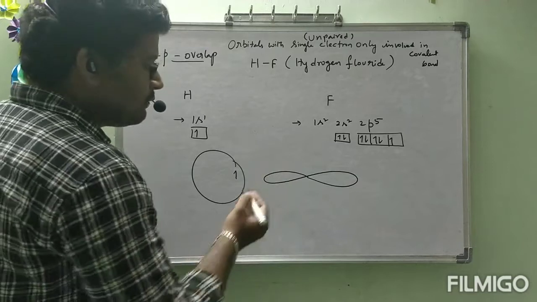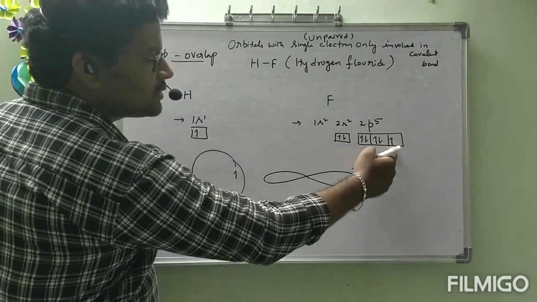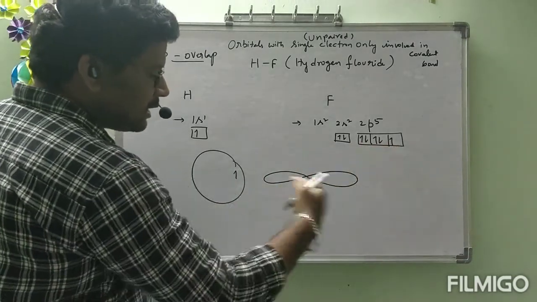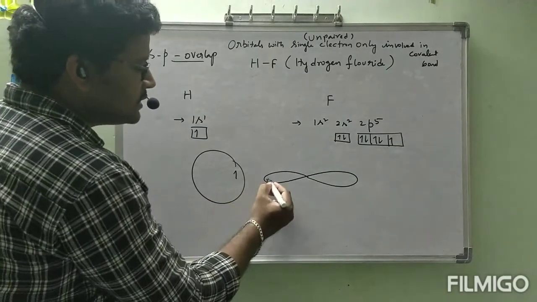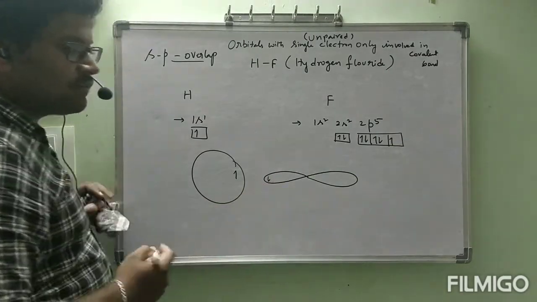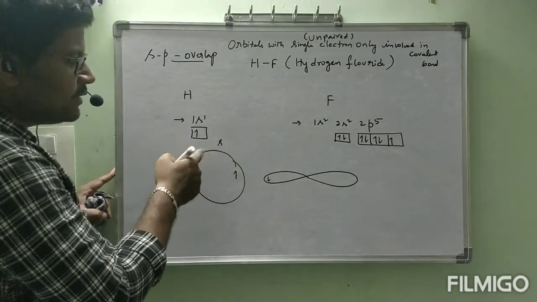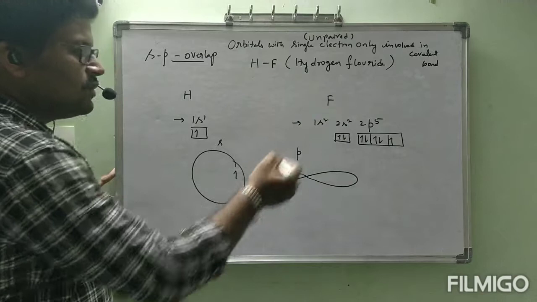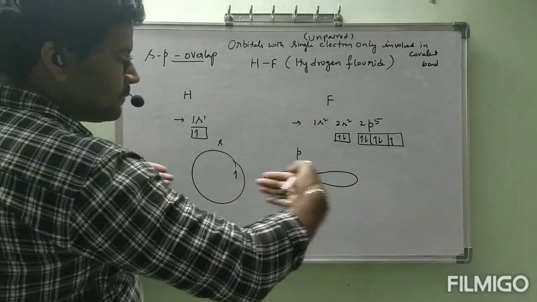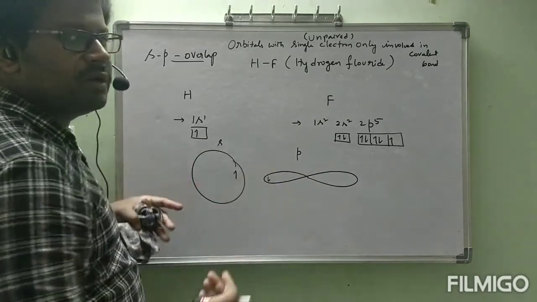Dumbbell shape with unpaired electron. Actually it has also clockwise direction, but at the time of involvement in bond, it will change its orientation to anti-clockwise direction. This is the s orbital of hydrogen atom and this is the p orbital of fluorine atom. Both of them will approach each other and be involved in bond.